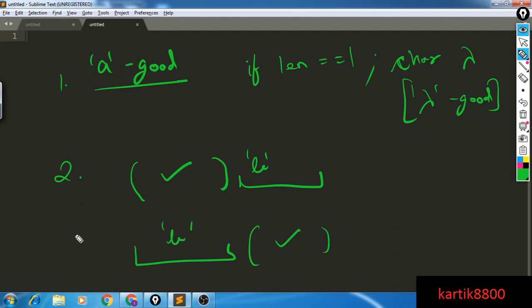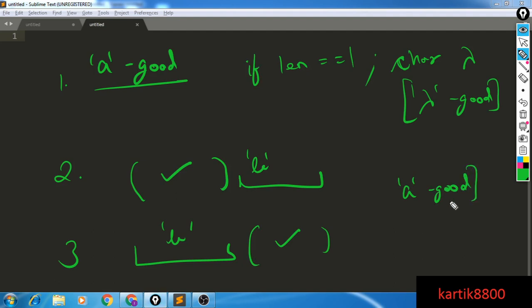So my string is an a-good string if it's of length 1 and the only character of the string is a. Or it's an a-good string if all characters of the first half are a and the second half is a b-good string, or the first half is a b-good string and all the characters of the second half are equal to a. If any of these three conditions is true, then my string is known as an a-good string.